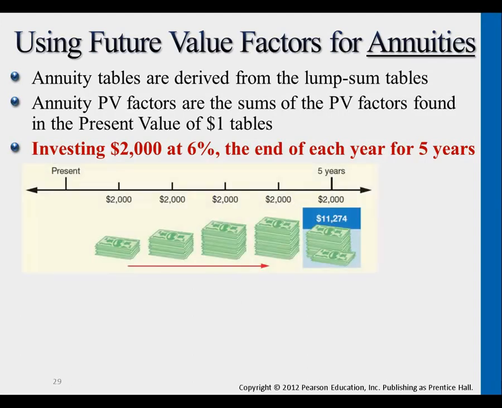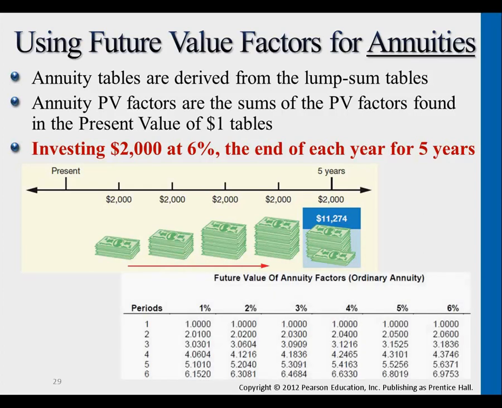So when we invest $2,000 at 6%, we pay in installments. At the end of each period, we pay $2,000 for the duration of five periods. Let's look at how we derive this 11,274. We said it's at 6%, investing $2,000 at the end of each year, so it does sound like an annuity. At the end of each period, we pay a set amount of money, the same as the previous period.